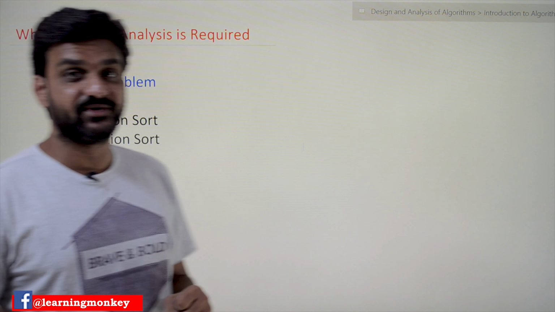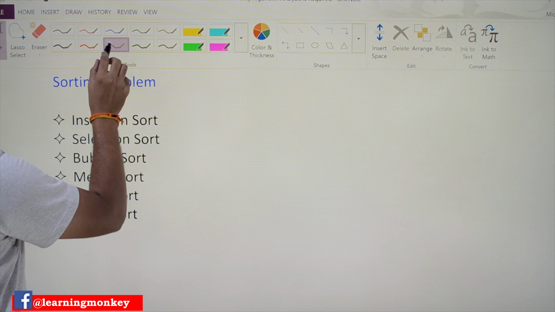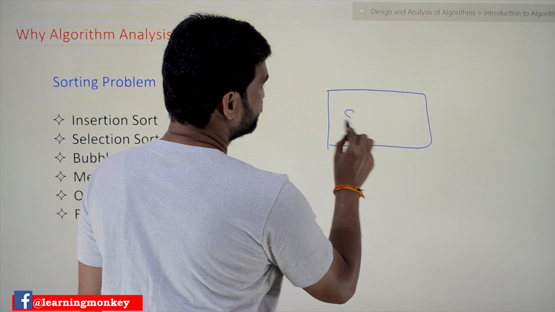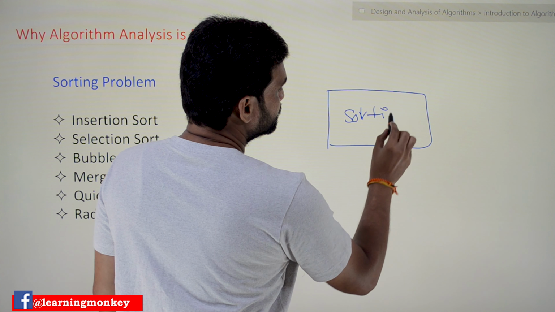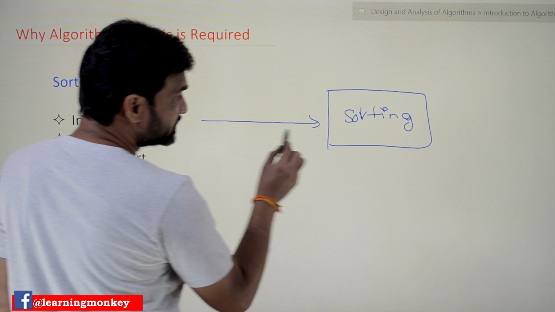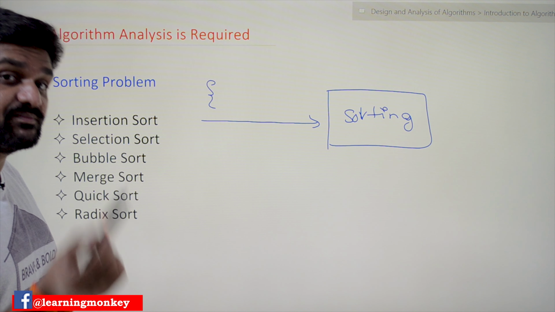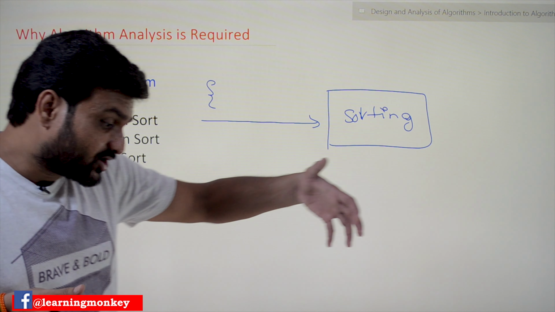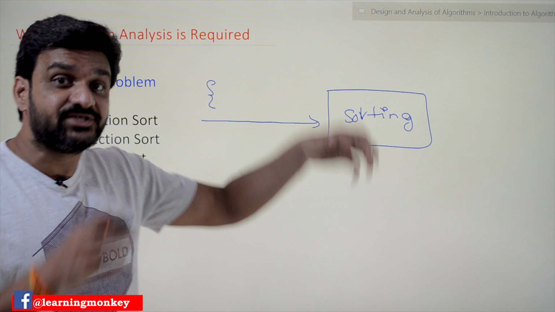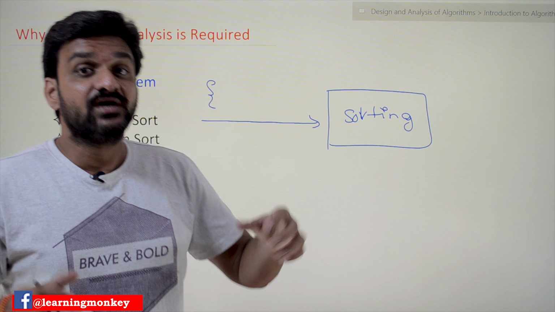Let's understand what this sorting problem is and what we get from it. For example, if we have written an algorithm for sorting, and you provide a set of numbers as the input, they may be in sorted order or unsorted order, whatever. If a set of values is given as the input to this algorithm, it is going to arrange those elements in the sorted order.